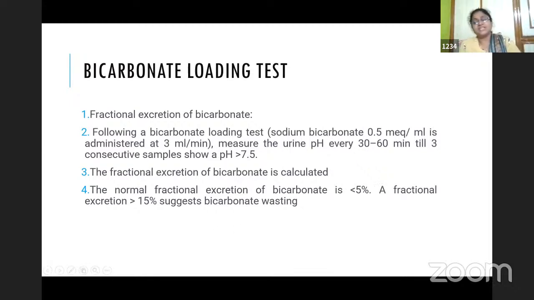As we all know, 85% of the bicarbonate filtered is absorbed in the proximal tubule, and the remaining 10% is absorbed in the distal tubule and thick ascending limb of Henle. If the fractional excretion is more than 15%, that means there is bicarbonate wasting, and the possibility of proximal renal tubular acidosis is high on the cards.